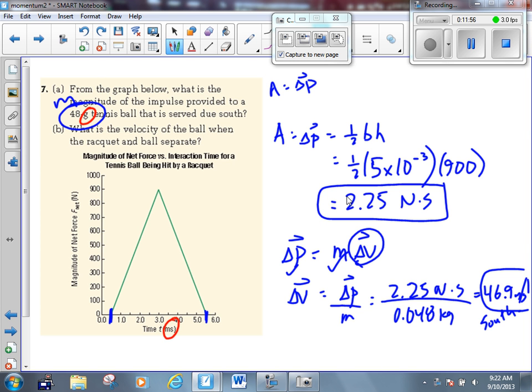Now, technically, it should be south, I guess, because everything in this question is south, right?